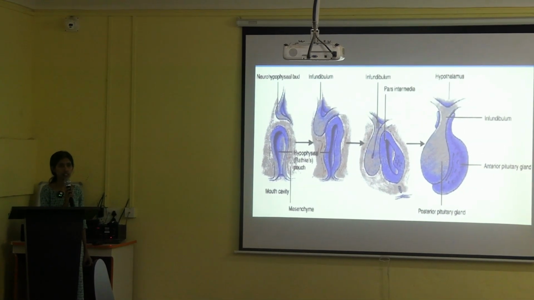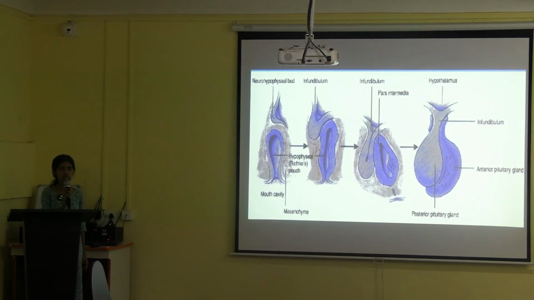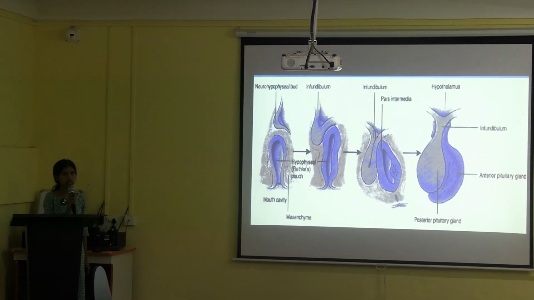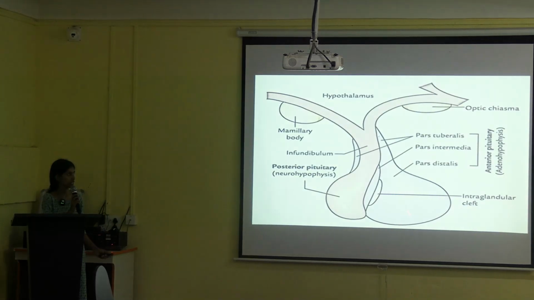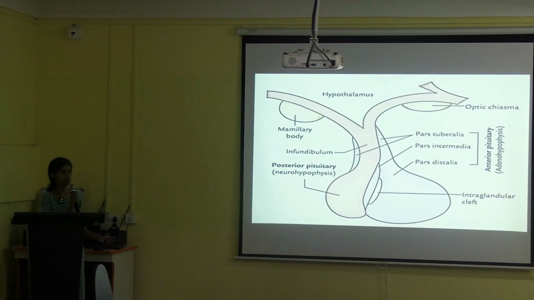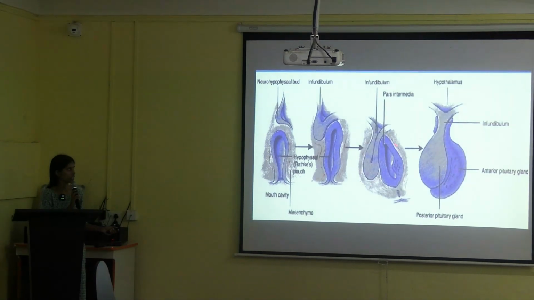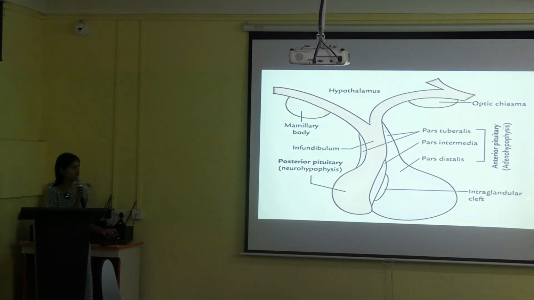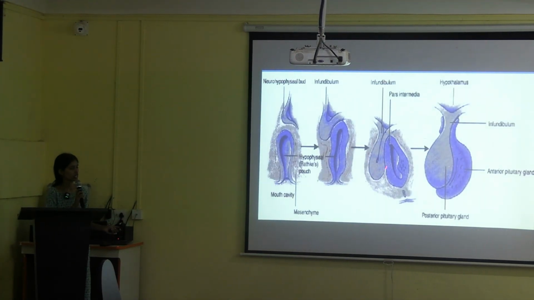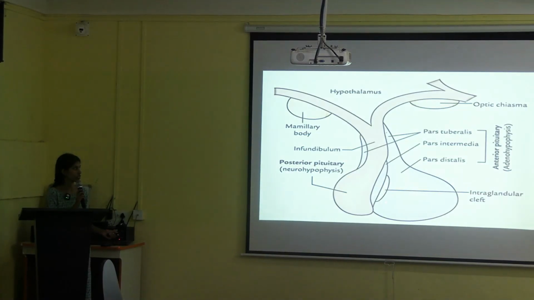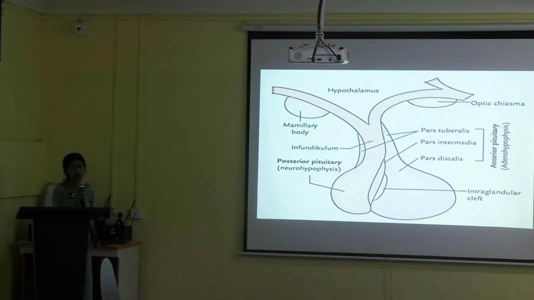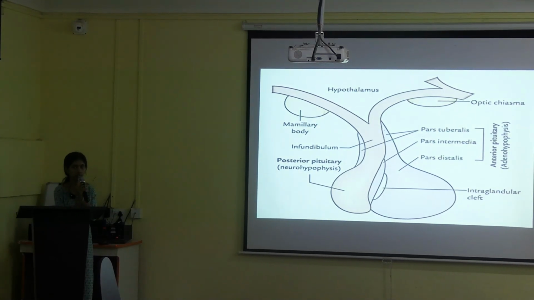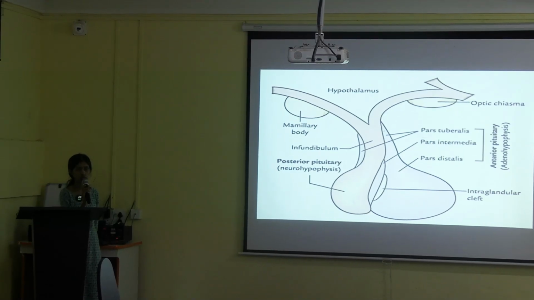So during the fourth week, we can see cell differentiation in the Rathke's pouch. The anterior wall will multiply and become larger in size and give rise to pars distalis and pars tuberalis, whereas the median cleft will form an intraglandular cleft. The posterior wall will become thin in structure and it will give rise to pars intermedia. These are the structures we can see developed from the Rathke's pouch. Any doubts in this?